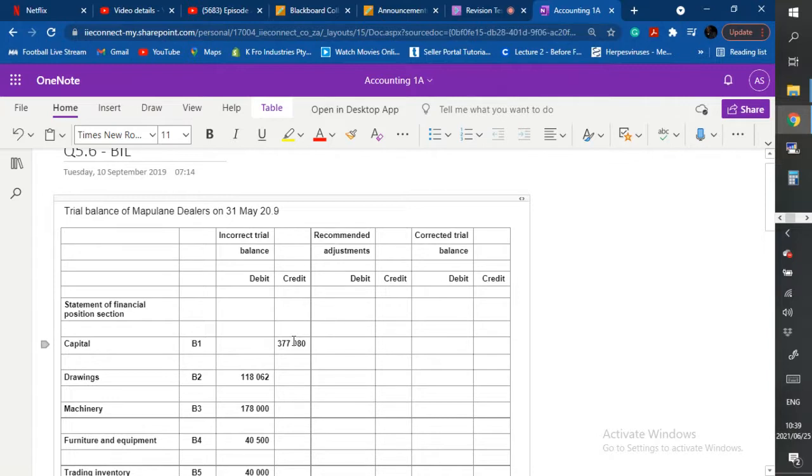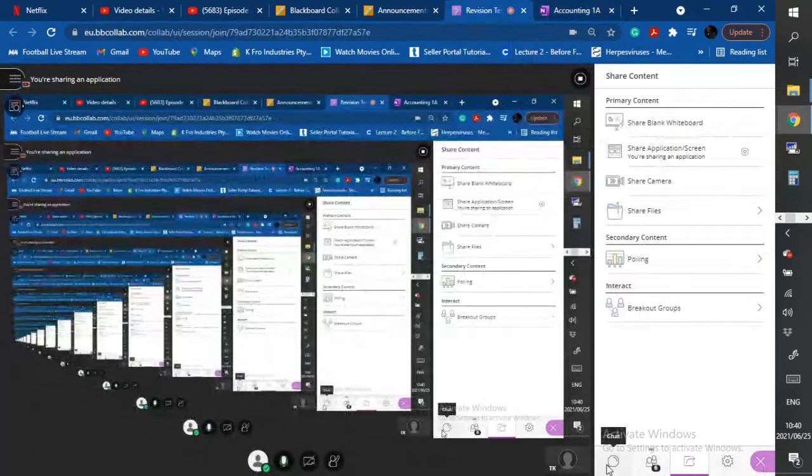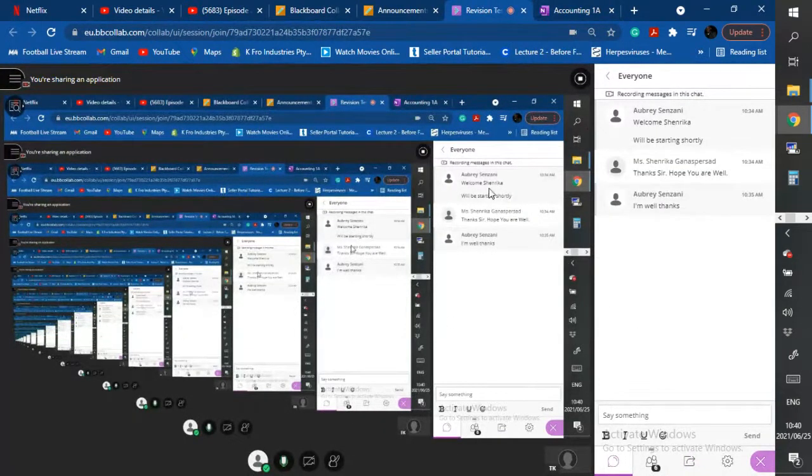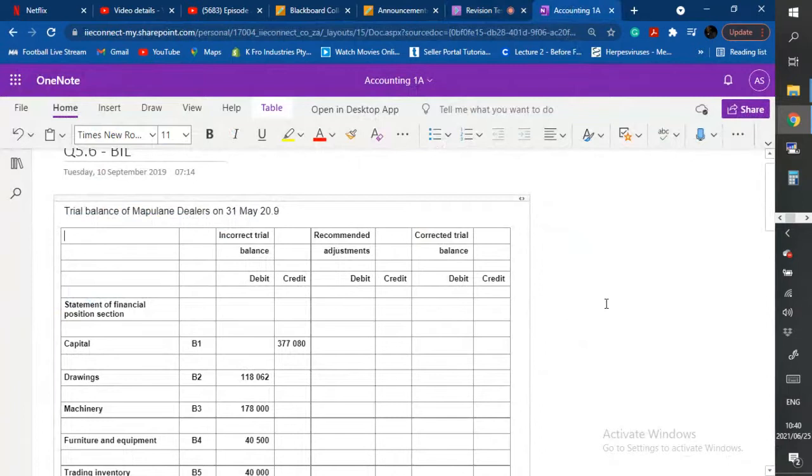Here, the first transaction says drawings by the owner amounting to 1,700 was recorded as follows. Drawings took place, and here you can see this is the cost excluding VAT. We know that we record drawings at the cost inclusive of VAT, but look how we recorded it. It says recorded as follows: cost of sales 1,700, and then trading inventory 1,700. Right, so somebody tell me what's wrong with how we recorded it. Somebody tell me there in the chat, what's wrong with how we recorded it? Anybody want to give it a go?